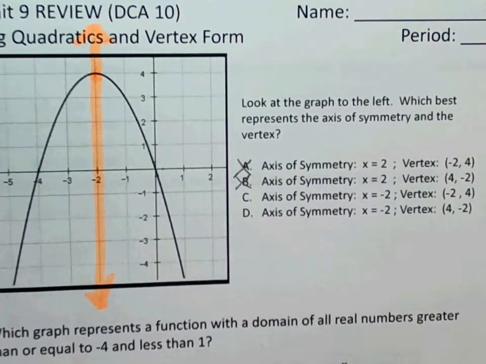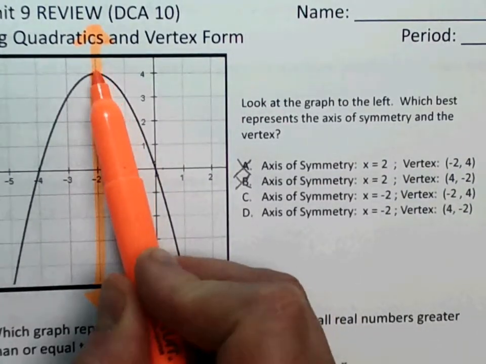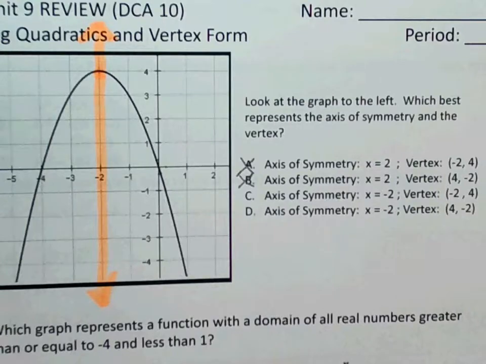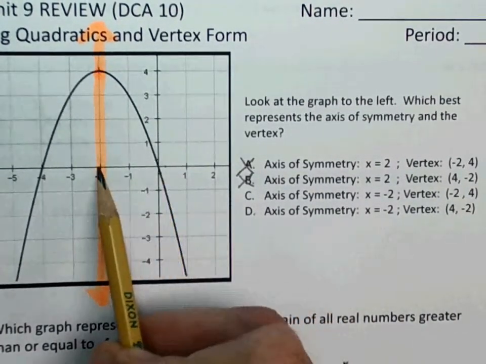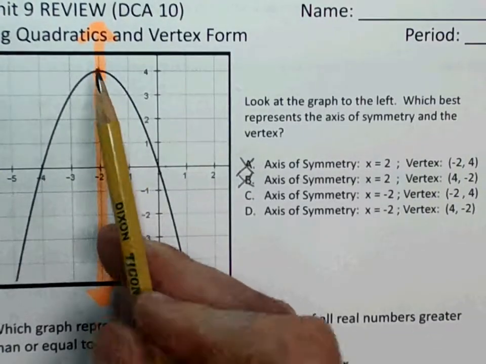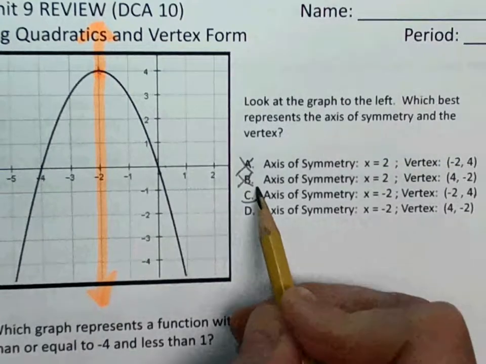And now we're looking at the vertex. Again, the vertex is on the line of symmetry, so I just simply need to identify this point here. And from the origin, I move 2 to the left, 4 up. Correct answer is C.